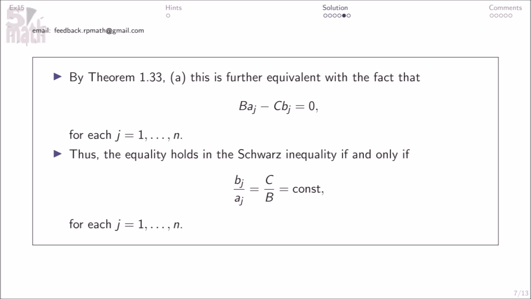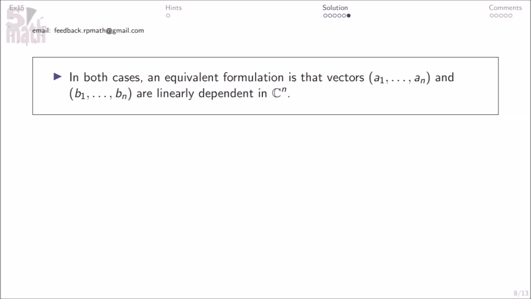By Theorem 133a, this is further equivalent to the fact that b aj minus c bj equals 0 for each j equals 1 to n. Thus, the equality holds in the Schwarz inequality if and only if bj over aj equals c over b, a constant, for each j from 1 to n. In both cases, an equivalent formulation is that the vectors a1 to an and b1 to bn are linearly dependent in Cn.